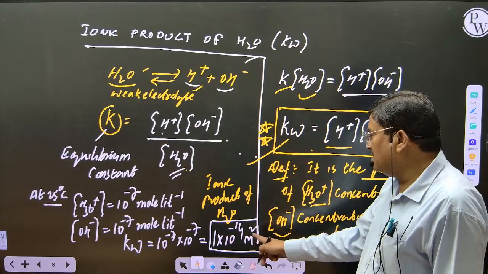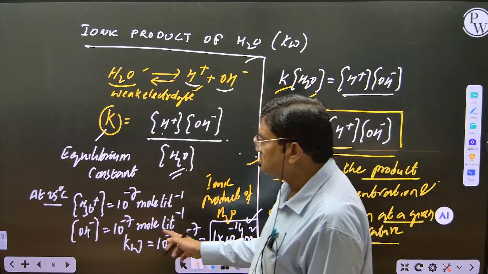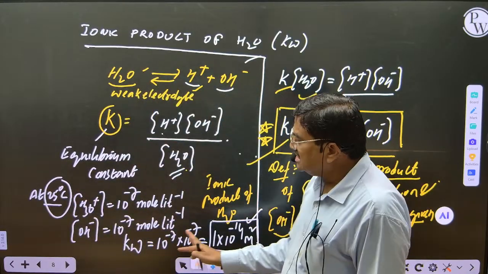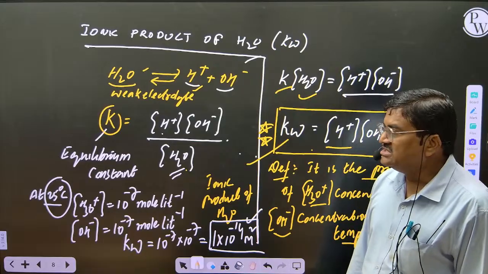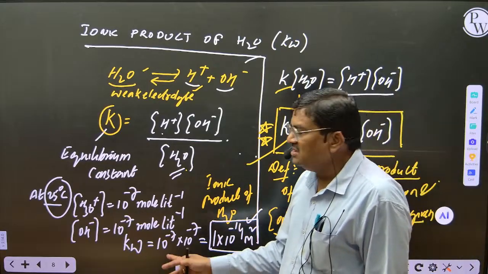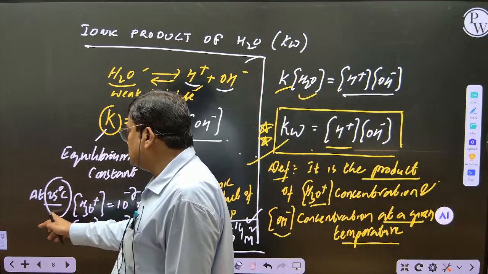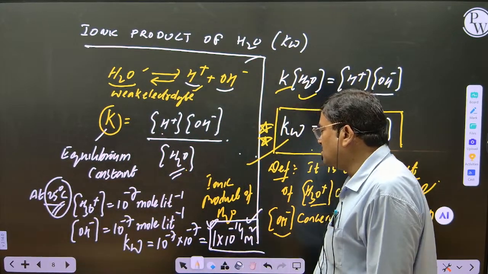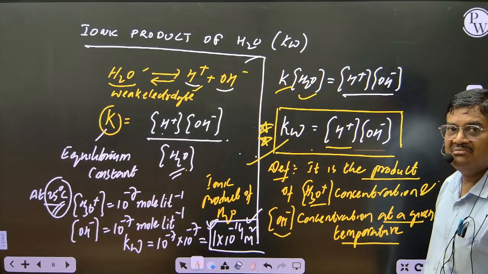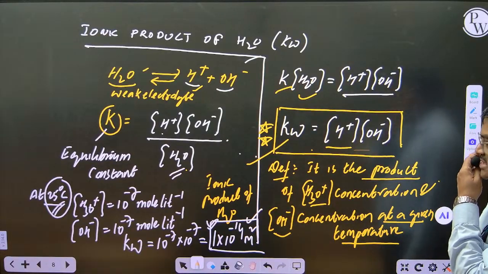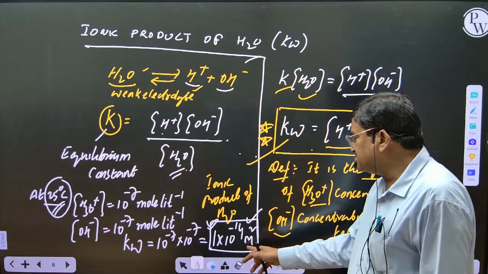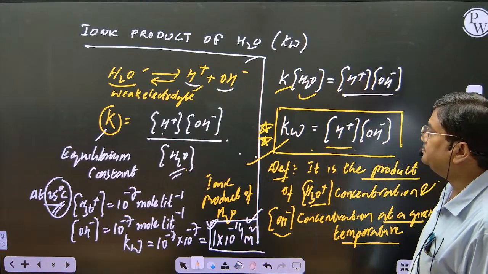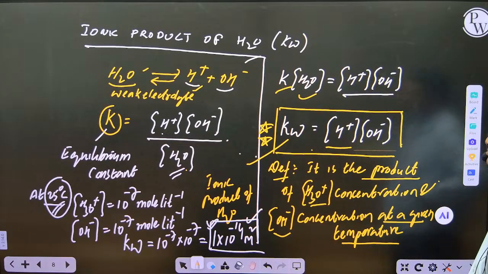And this value will be fixed provided the temperature is at where? 25 degrees Celsius. If you change the temperature, the Kw value also changes. You have to see whether the examiner is saying at 25 degrees or other than 25. So this value will be only at 25 degrees centigrade, and copy this value. How much is it? 1 into 10 power minus 14 mole square per liter square, or simply we write M square. M square means what? Molarity.